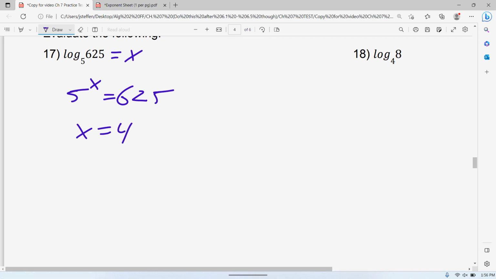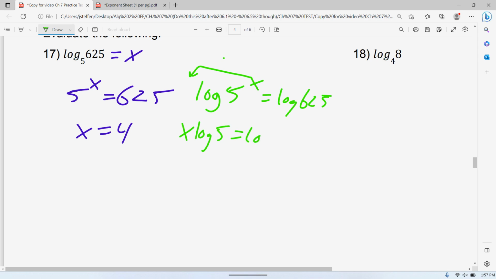You could take the log of both sides at that point. That will work as well. So log of 5 raised to the x is equal to 625. Take the x in front. X log of 5 is equal to log of 625. And divide both sides by log of 5.